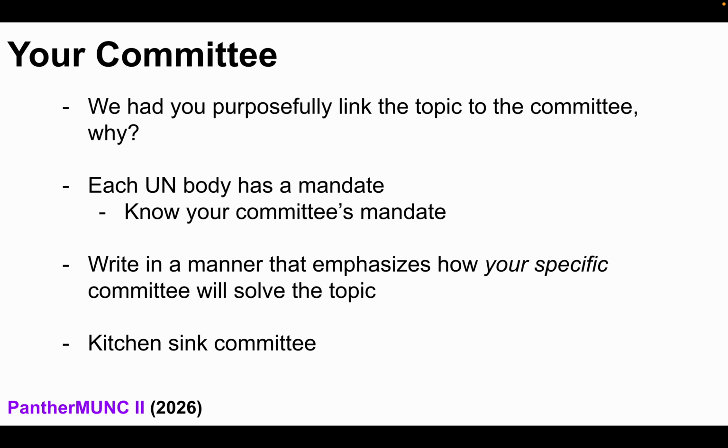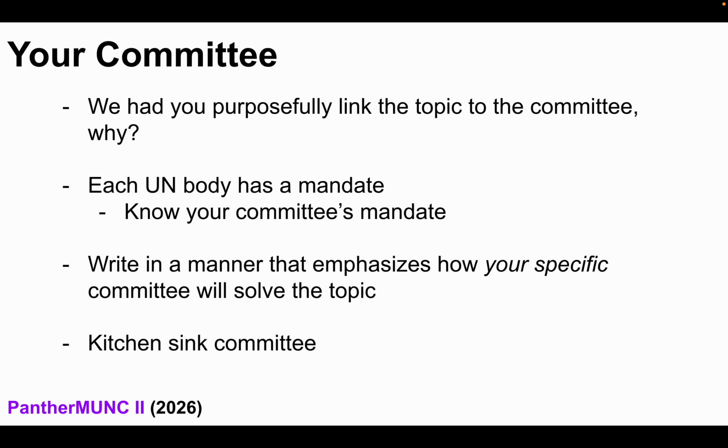UNFCCC would do it by focusing on the terms of the Paris Agreement, because the Paris Agreement is how the UNFCCC anyways. And that really goes into knowing your country's mandate. Each organization, each body of the UN has what's called its mandate. The mandate is what that committee can do, what its resolutions have the jurisdiction over. And with a GA committee, you might think, oh, well, the mandate is nothing because it can only produce recommendations. Well, what can it produce recommendations on? That's really what the mandate is.